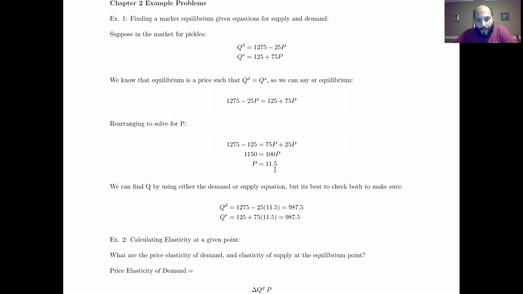All right, so then how do we find the market quantity? We know that quantity demanded should equal quantity supplied. So you can plug it into either equation, but it's usually best to check both equations to make sure you've done it right. If we plug our price into the demand equation here, we get a quantity demanded of 987 and a half. If we plug that price into the supply equation, we get a quantity supplied equals 987 and a half. So we have found the price such that quantity demanded equals quantity supplied.